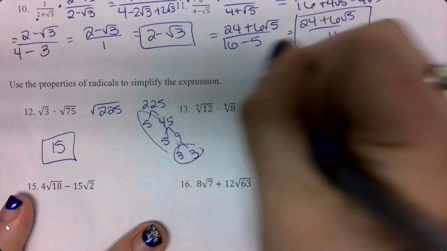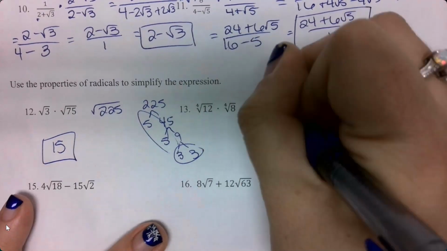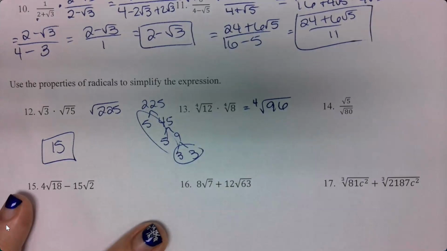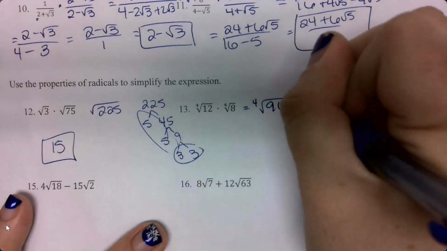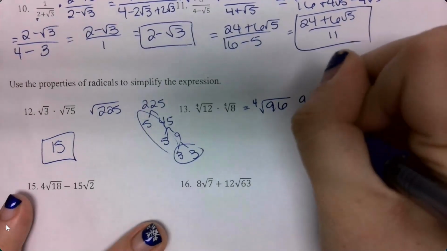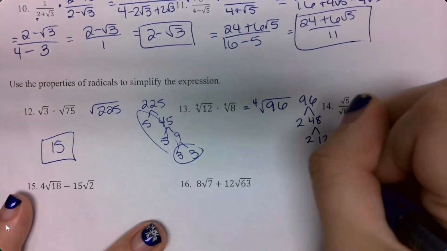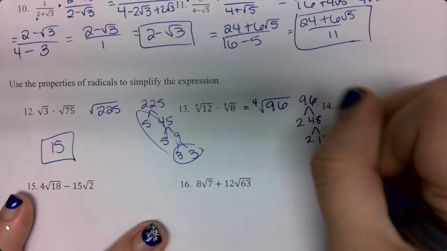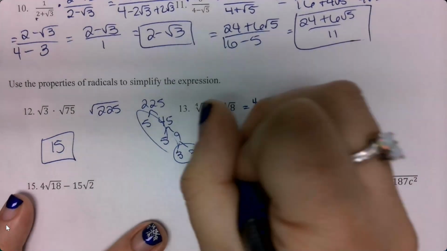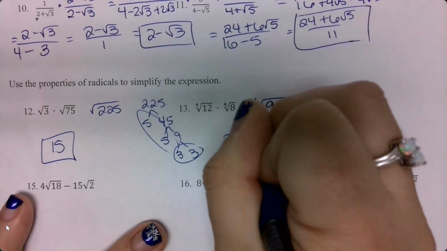On 13, I want to do 12 times 8, which is 96. And I want my fourth root here. I'm going to factor tree my 96. So I can see it's even. That's going to give me 2 and 48, 2 and 12, 2 and 6, 2 and 3. So I can take out a group of 4 2s, and then I have that 3 left over.